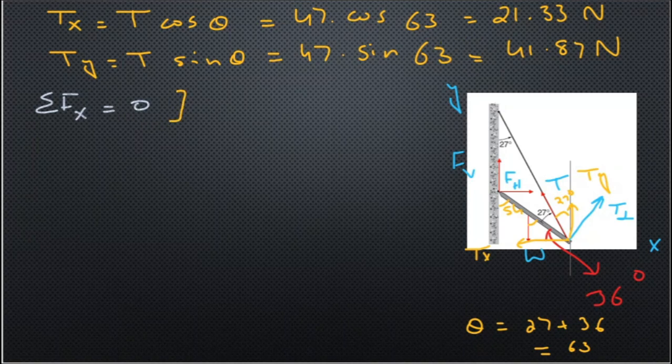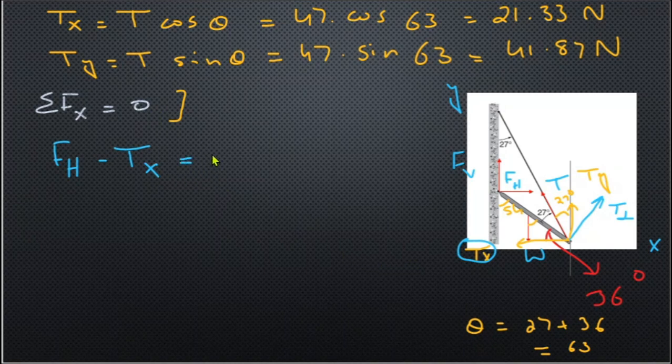Now, according to our condition of equilibrium, which is sigma Fx equal to 0, the summation of all the forces in the x direction should be equal to 0. There are two forces acting in the x direction. One is the horizontal component of the hinge force, which is acting in the positive x direction, so I would write it as Fh. Similarly, there is the tension force which is acting in the negative x direction, and that component of the tension is Tx. So I would write minus Tx, as that component is acting in the negative x direction.